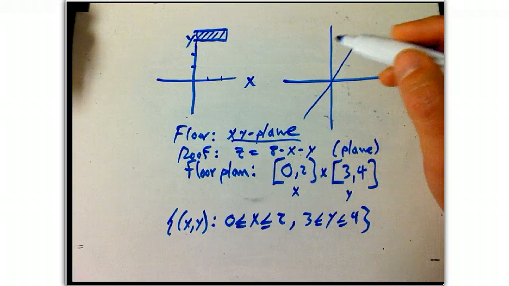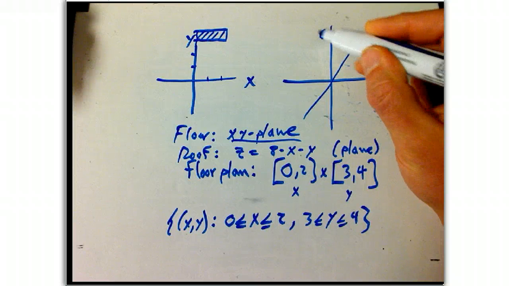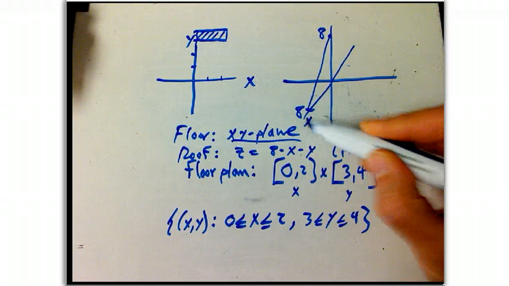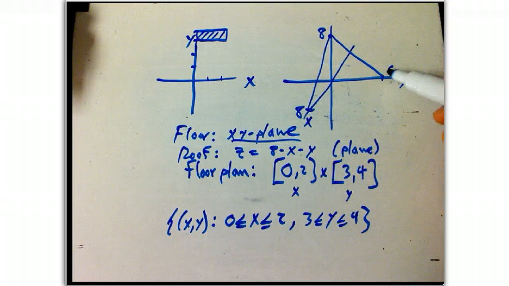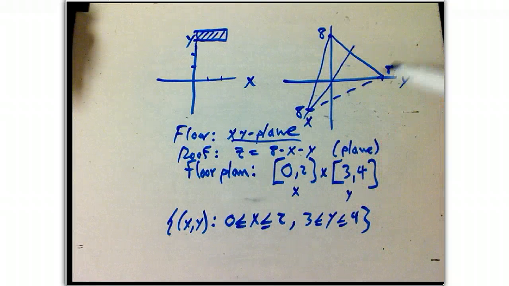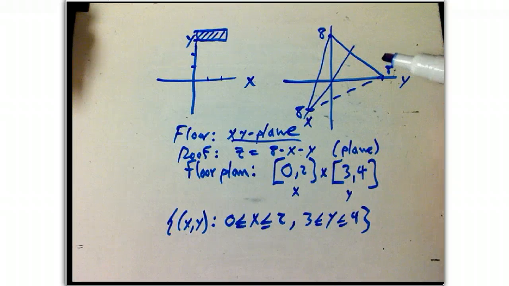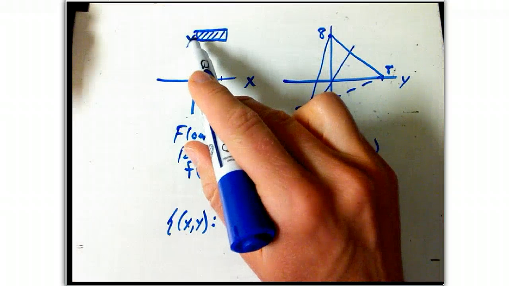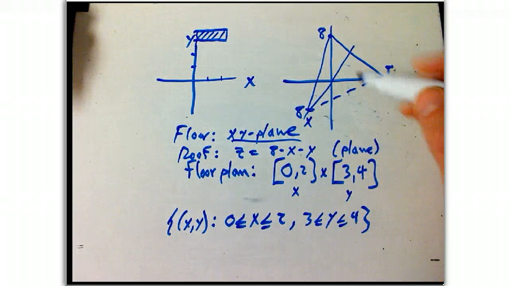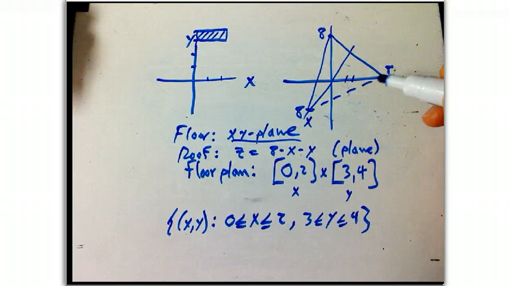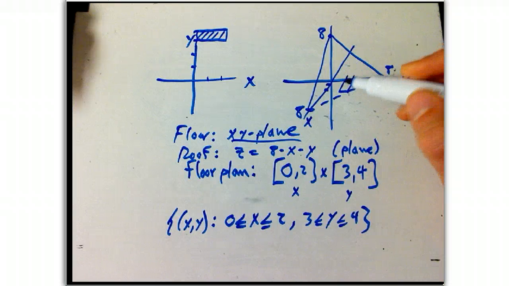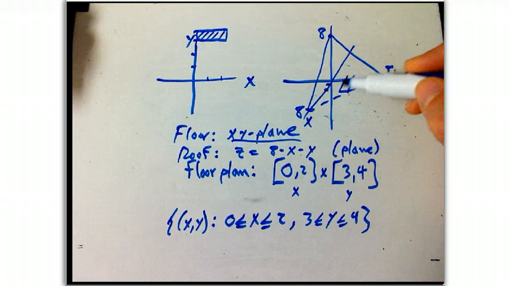Okay, 8 minus x minus y, what does that look like? When x and y are 0, it's 8. It comes down here at 8 in the x direction and 8 in the y direction. Okay, and so that's going to be the plane, but it's not all of this plane that's really active as the roof. Remember, y is between 3 and 4, and x is between 0 and 2. It's that little rectangle here that's the floor.